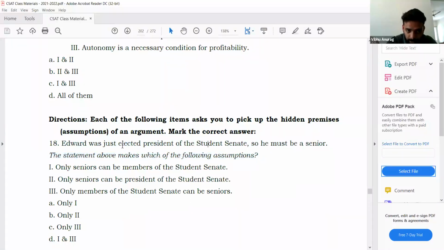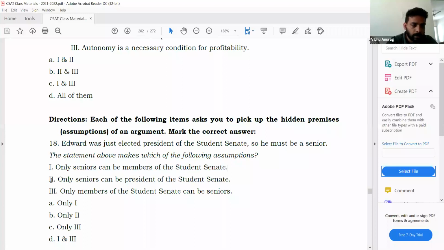Now see, he's saying he was just elected president, so he must be a senior, which means only seniors can become presidents. That's what he believes. Statement 1 says only seniors can be members of the student senate. Now, if we ask ourselves, is he talking about membership? The answer is no. He's just talking about a senior getting elected as a president. There is no connection to becoming a member. So 1 is not a valid assumption.